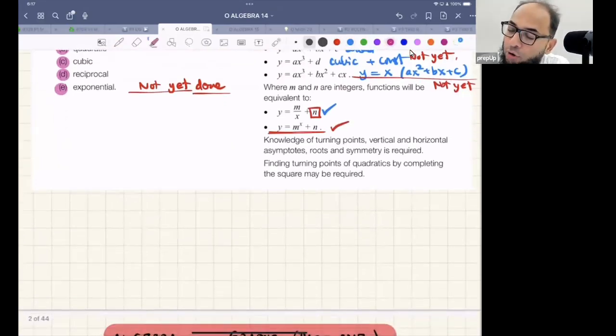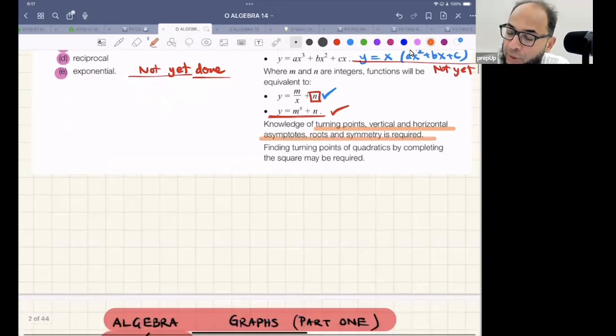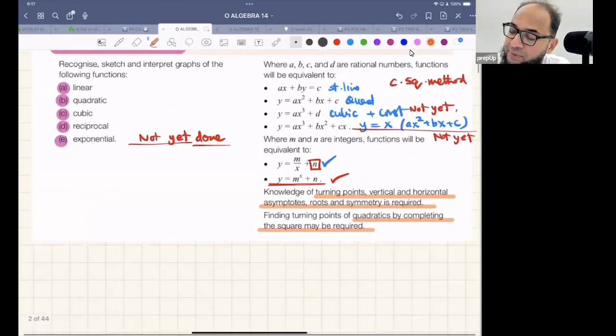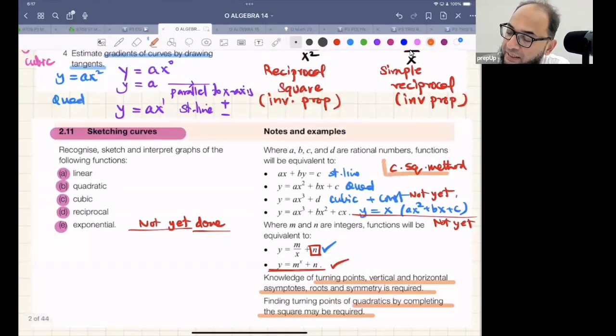Knowledge of turning points, vertical and horizontal asymptotes. This is very important. This is new in the syllabus. Roots and symmetries required. Finding turning points of quadratics by completing the square may be required. So that is already written over here, not yet done.